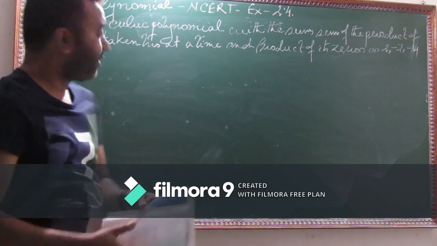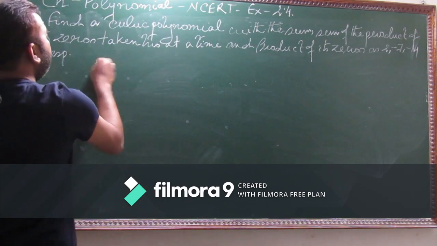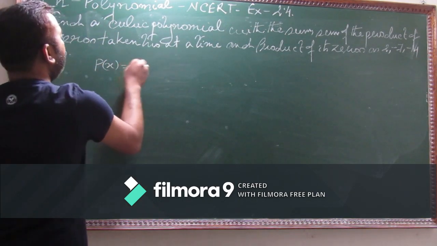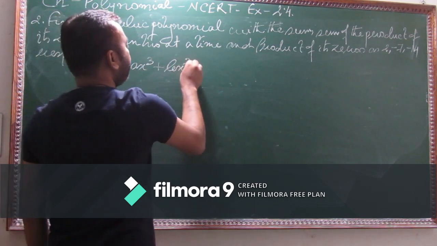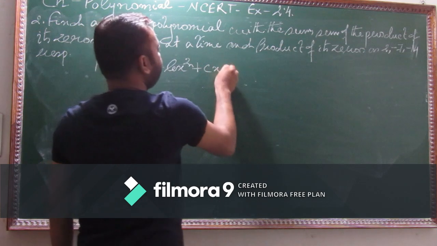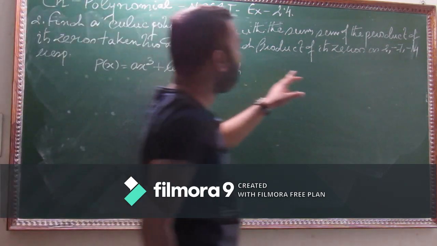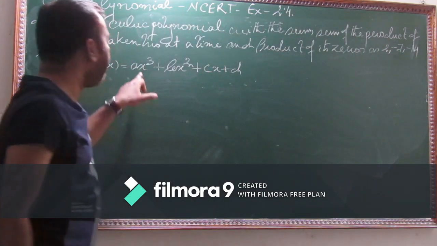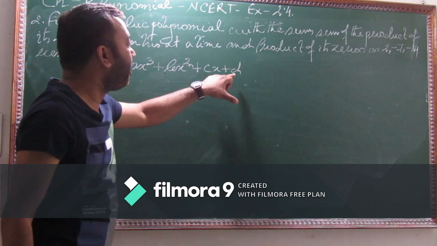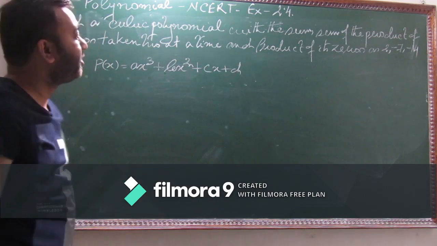Now in this question they said find the cubic polynomial. That means I need to find px is equal to ax cube plus bx square plus cx plus d. That means by using these three conditions I need to find the values of a, b, c and d, and I have to put the values here. My work is done. How is it possible?